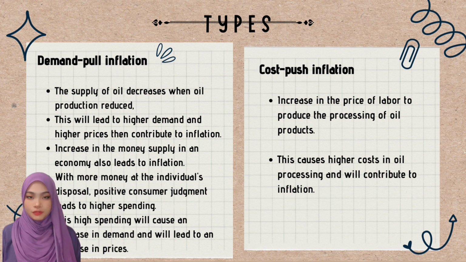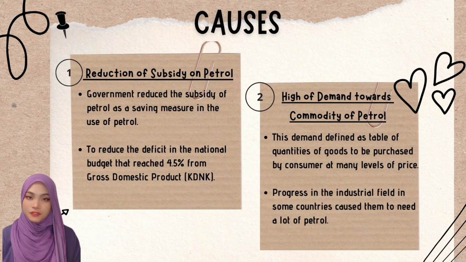For the cost push inflation, there is an increase in the price of labor to produce the processing of oil products. This causes higher costs in oil processing and will contribute to inflation. Next, for the causes of inflation, number one, reduction of subsidy on petrol. The government reduced the subsidy of petrol as a saving measure in the use of petrol, to reduce the deficit in the national budget that reached 4.5% of gross domestic product, or KDNK.